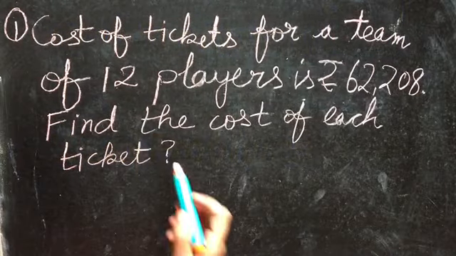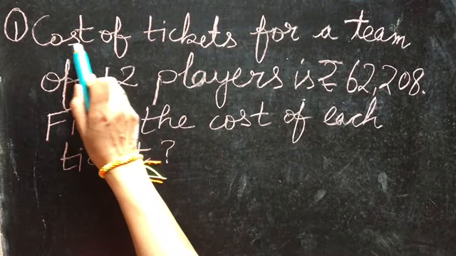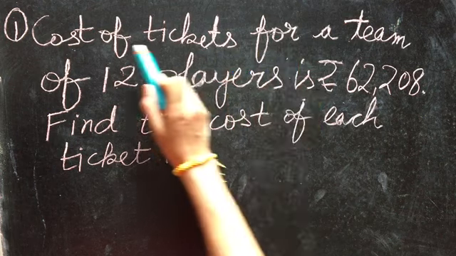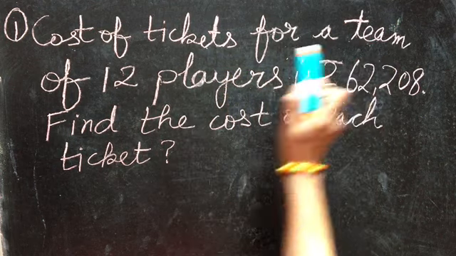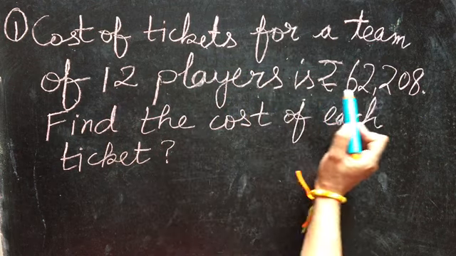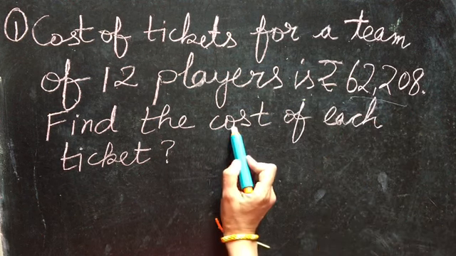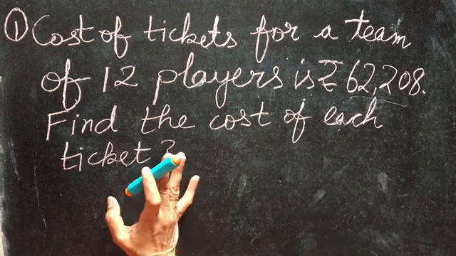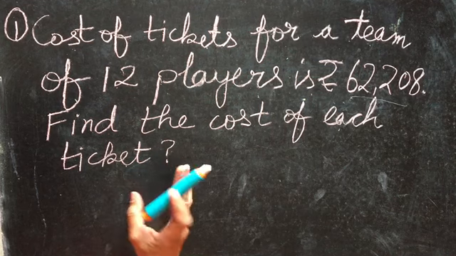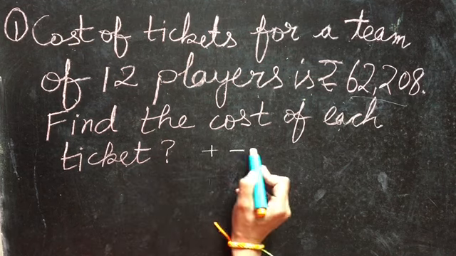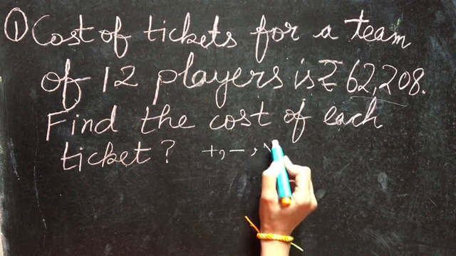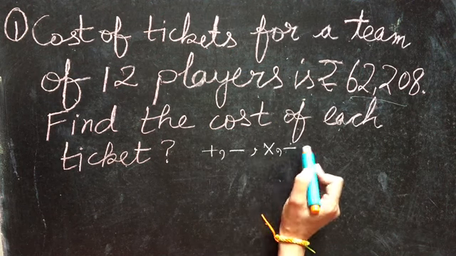Let's take up some word problems. The cost of tickets for a team of 12 players is rupees 62,208. Find the cost of each ticket. Which operation, whether it is plus or minus or multiplication or division, these are the four basic operations that we have to use.